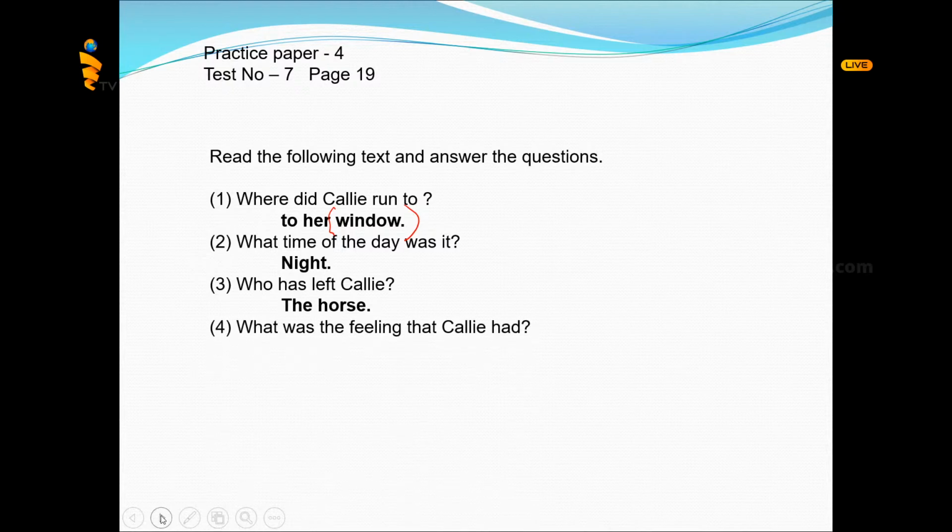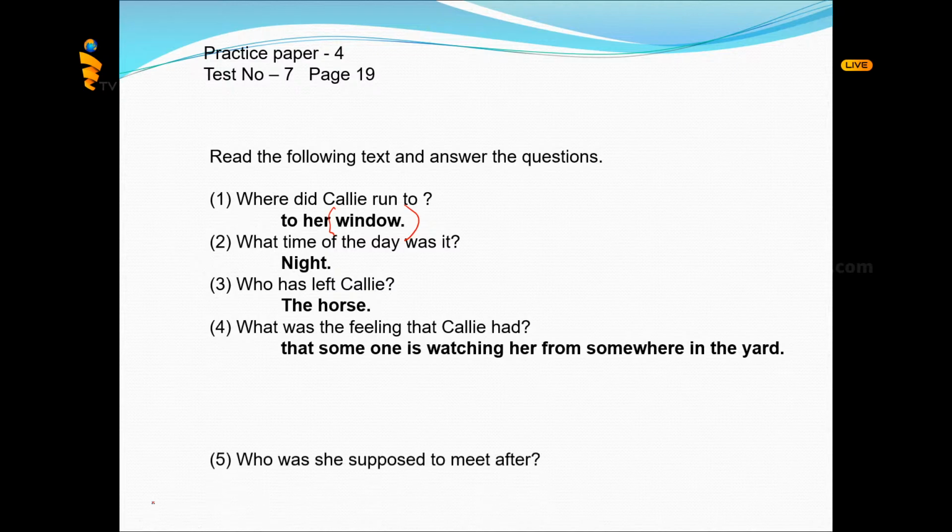Next question is, what was the feeling that Kelly had? When you go through, when you read it, you will find out the answer is that someone is watching her from somewhere in the yard. You get it in the 4th paragraph, last line, that Kelly had that odd feeling that someone was watching her from somewhere in the yard. Then it too faded. So what was the feeling that Kelly had? That someone is watching her from somewhere in the yard.